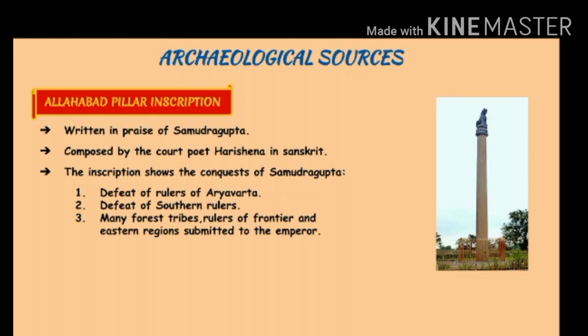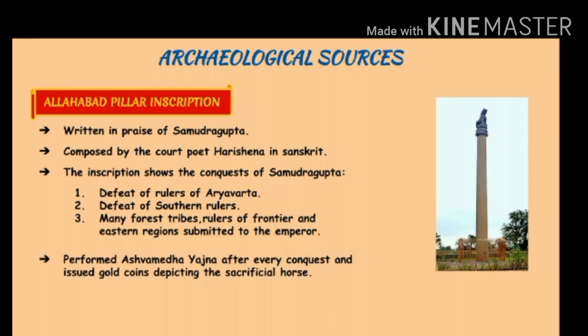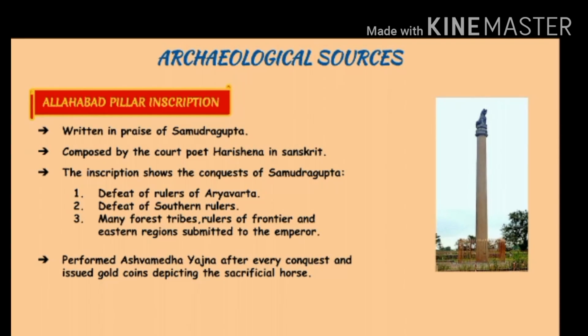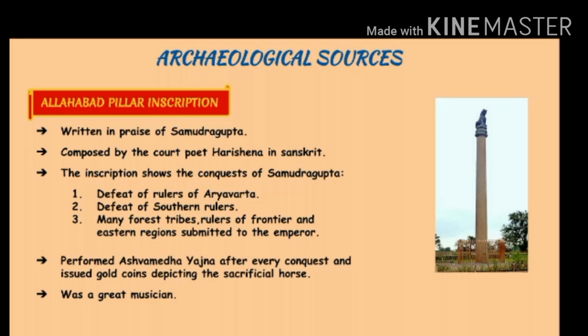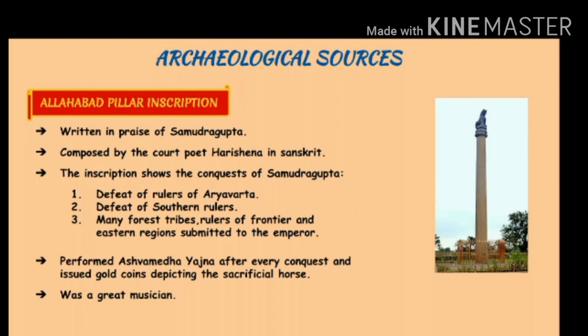The inscription also tells us that Samudragupta performed the Ashwamedha Yajna and issued gold coins depicting the sacrificial horse. The inscription also tells us about Samudragupta as a great musician. This has been confirmed from the coin which shows him playing the veena or the lute.